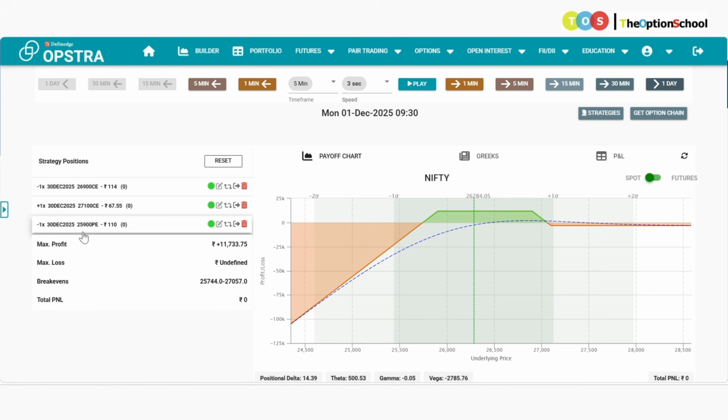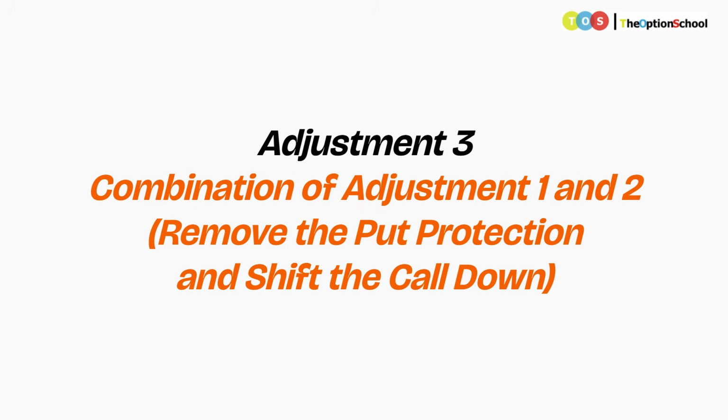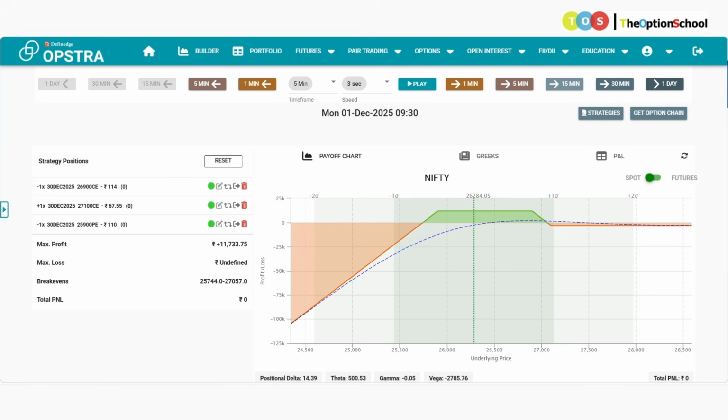Similarly, if market is going down, I can remove my call protection and I can keep just 3 legs, and the fourth leg can be a weekly very low cost option which can be purchased. Adjustment number 3. Now adjustment number 3 is a sum total of adjustment number 1 and adjustment number 2, and again I am saying market is moving up, I have removed the put side, but still there is a small piece of loss which is still there in my system. So what I can do, I can bring my call. I have already removed the put.